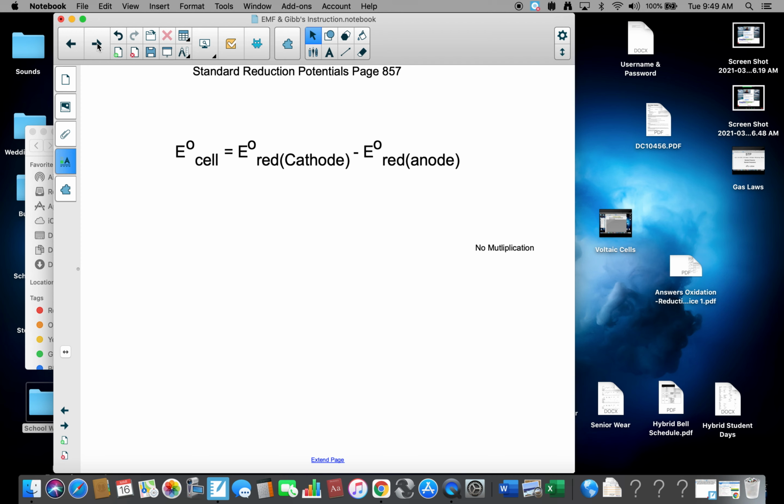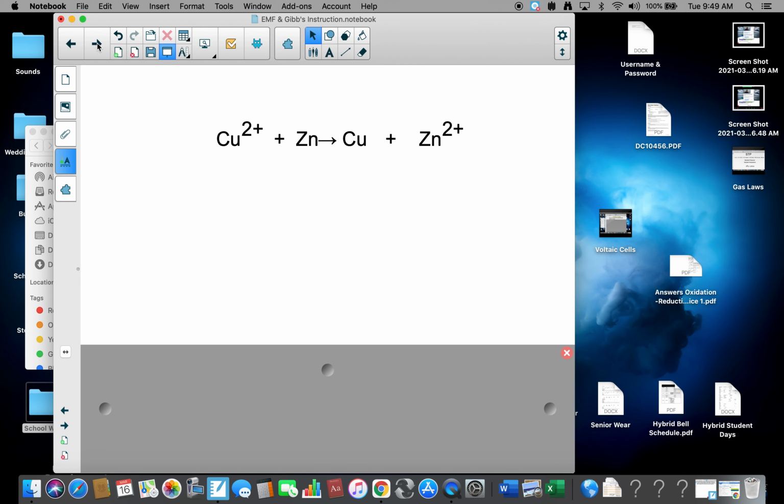To find it, E prime, which is the EMF, is equal to the standard reduction potential for the cathode minus the standard reduction potential of the anode. All right? So let's look at a problem.